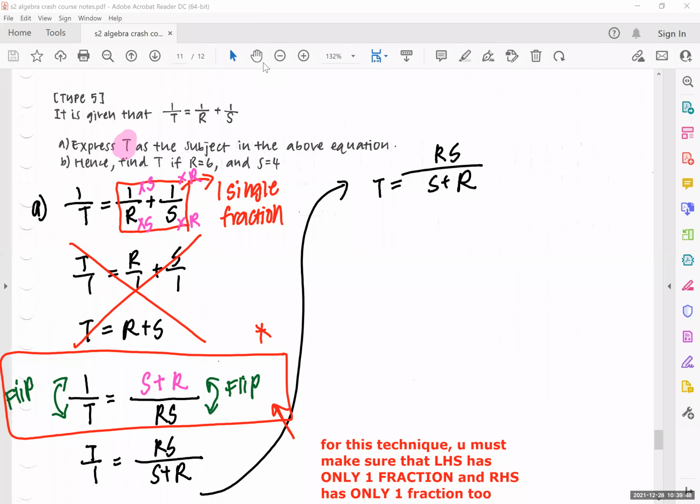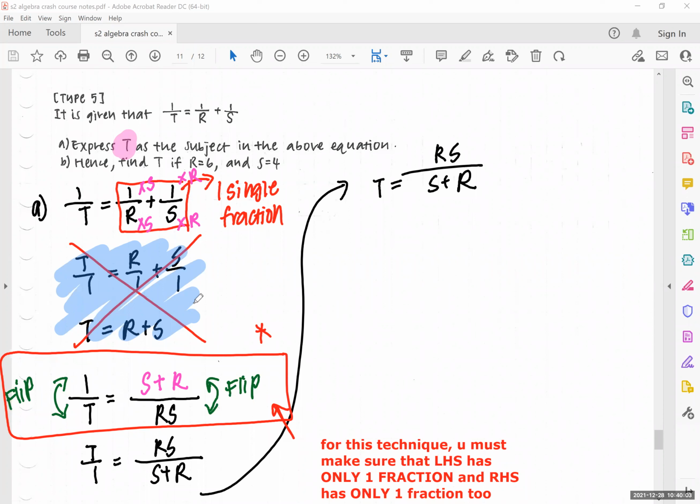I'm going to highlight it in blue. Can you see this blue highlighted one? Do not forget to also write it in your notes. It's not allowed because the right-hand side doesn't have one fraction. The right-hand side is two fractions. So you cannot flip like that.